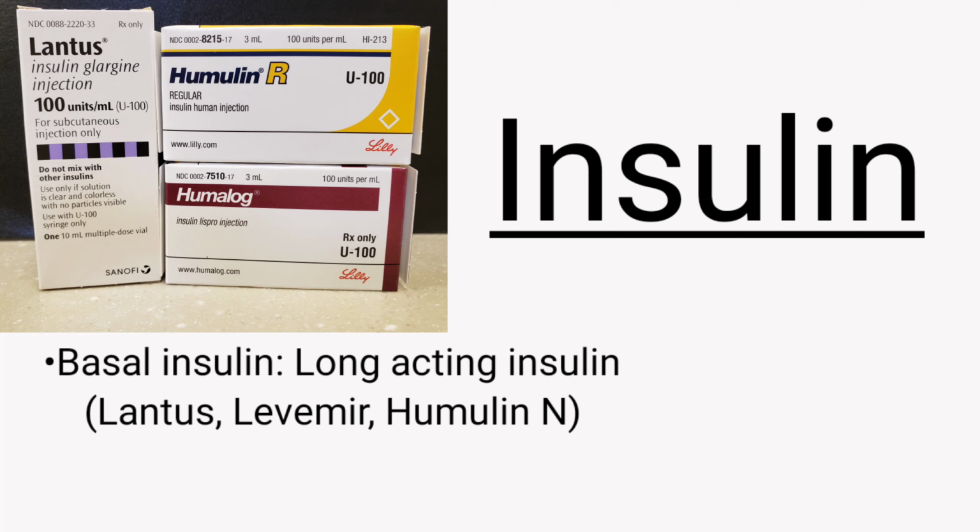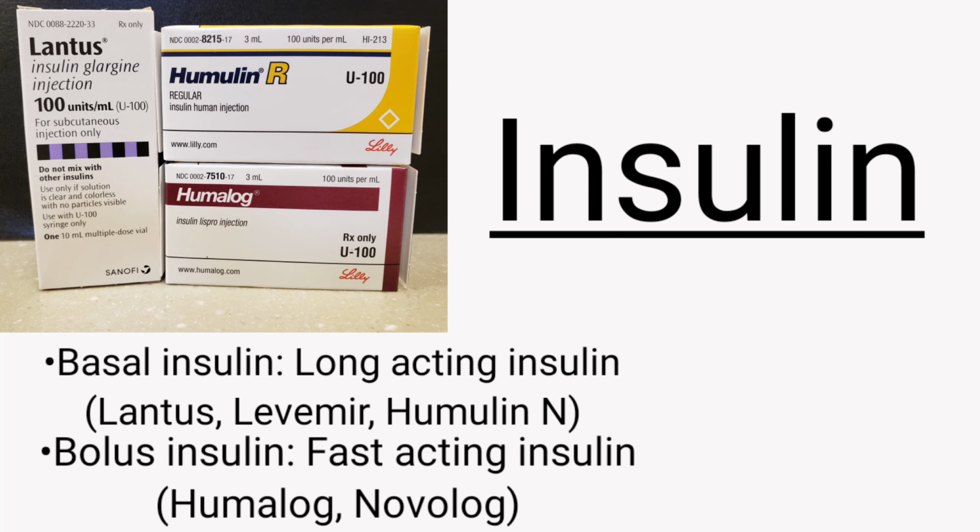The other type of insulin is what's called bolus insulin, or essentially fast-acting insulin. This insulin is dosed based on the patient's intake of sugar and carbs, and it's to help prevent spikes in blood sugar and help level out that patient's blood sugar level.